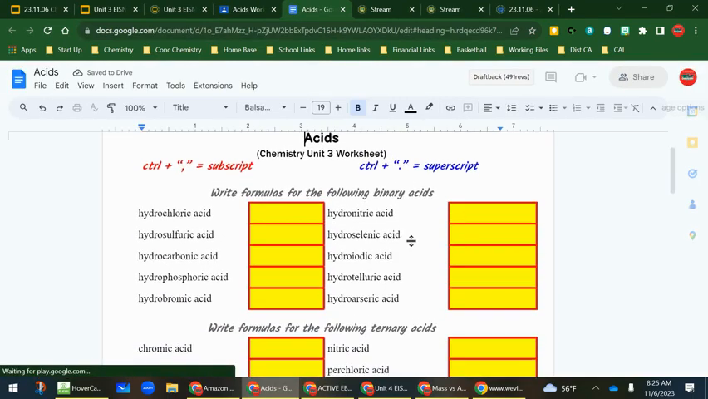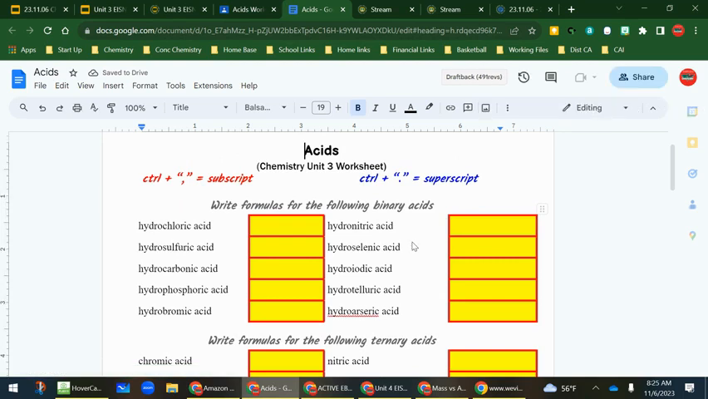So here are your acids, ladies and gentlemen. And again, please remember, control and a comma makes a subscript, control and a period makes a superscript, and all acids end with AQ after them. So we need 2 charging blocks.